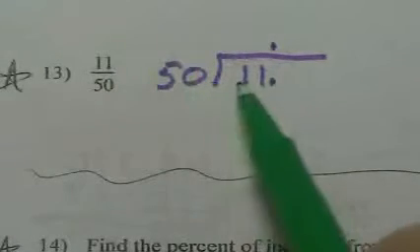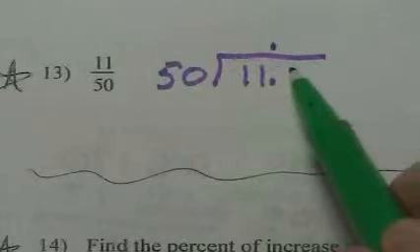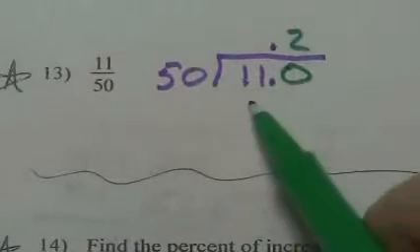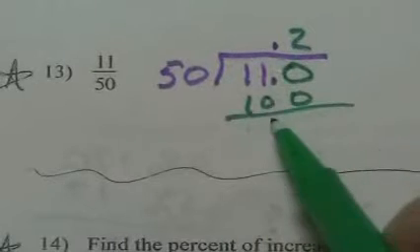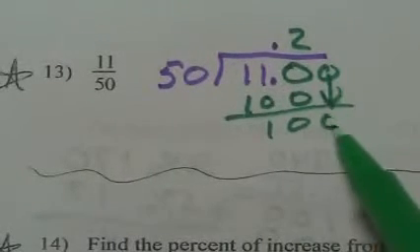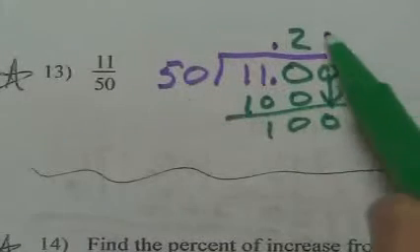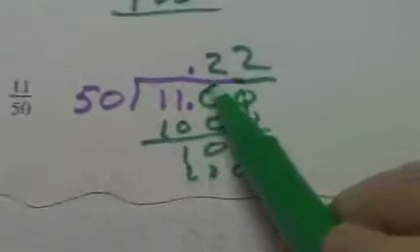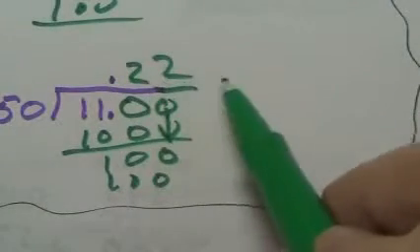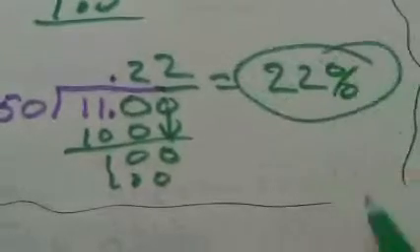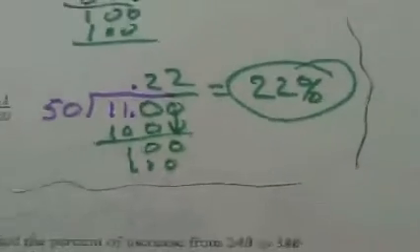Number 13, 11 goes in the box. Top number goes in the box. Decimal goes straight up. Add a 0. 50 goes into 110 twice. That's 100. That gives you 10 left over. Add another 0. 50 goes into 100 twice. 2 times 50 is 100. There's our decimal. I move it over 2 spaces to make it percent. 22%.